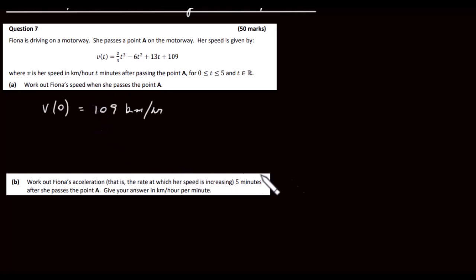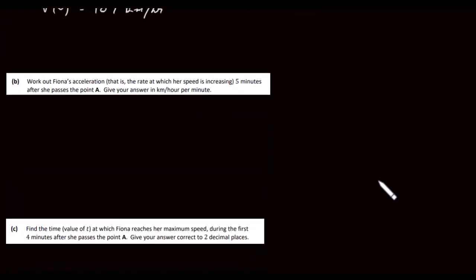So okay, let's have a look at part B then. Work out Fiona's acceleration, that is the rate at which her speed is increasing, 5 minutes after she passes the point A. Give your answer in kilometers per hour per minute. Okay, so we want her acceleration. So acceleration is just going to be v prime of t. So we've got to differentiate the function.